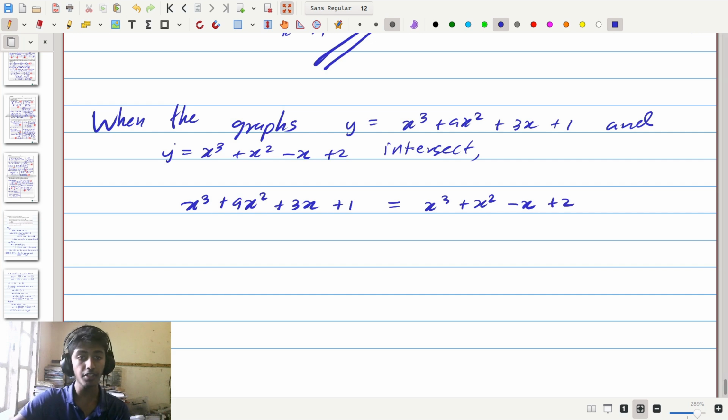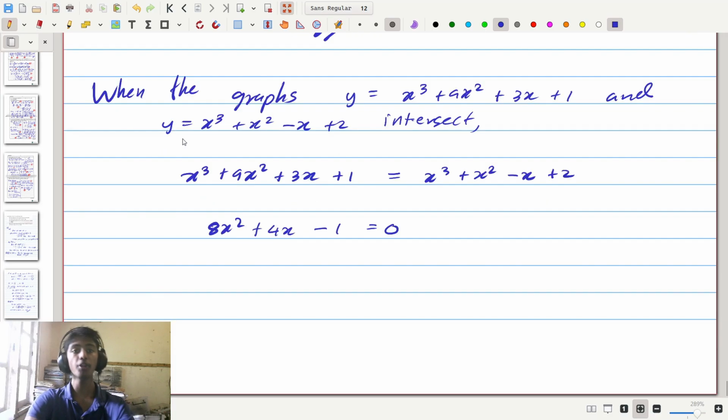Now if we simplify this thing down, we can see the x cubed and x cubed cancel. We get 9x squared minus x squared, which is going to be 8x squared, and then we get plus 3x minus x, which is going to be plus 4x, and then this plus 1 and the minus 2 from the other side are going to give us minus 1 equal to 0.